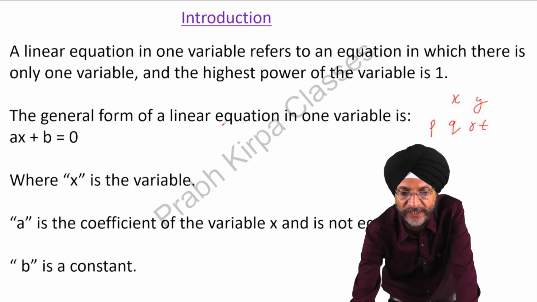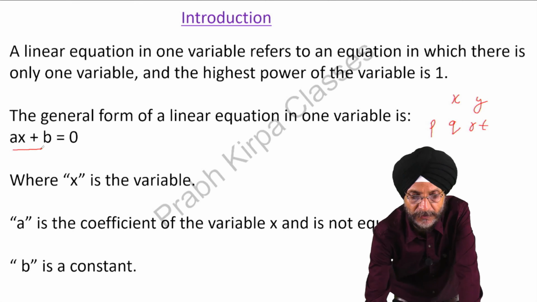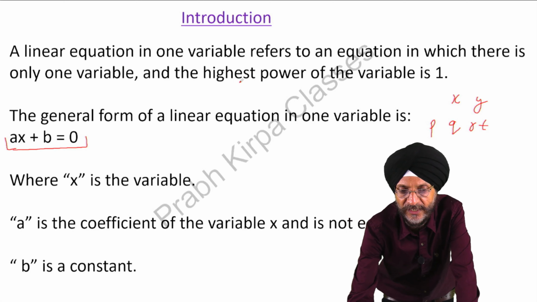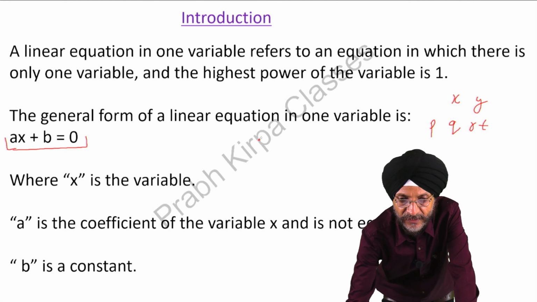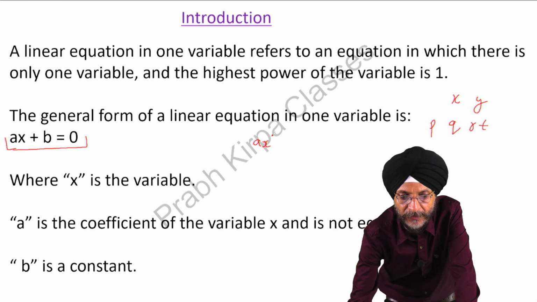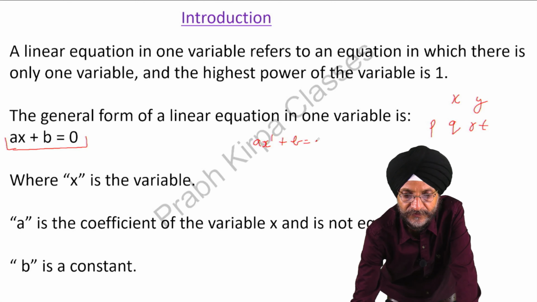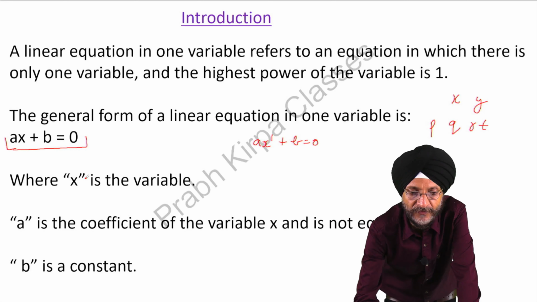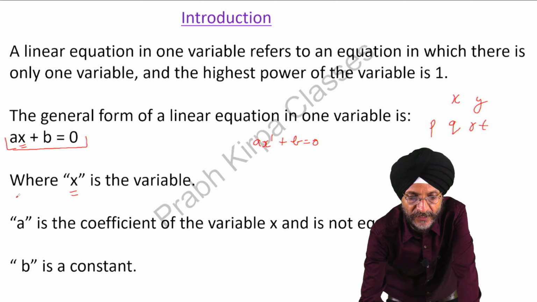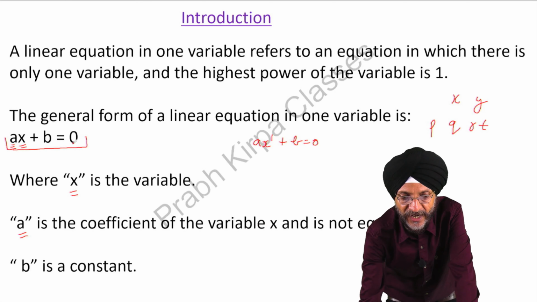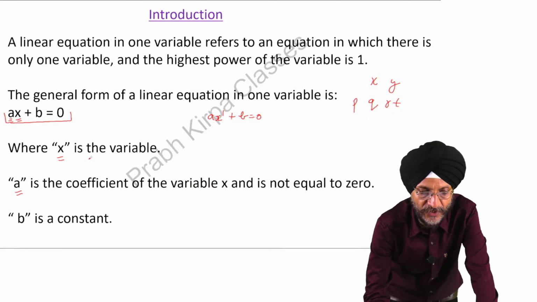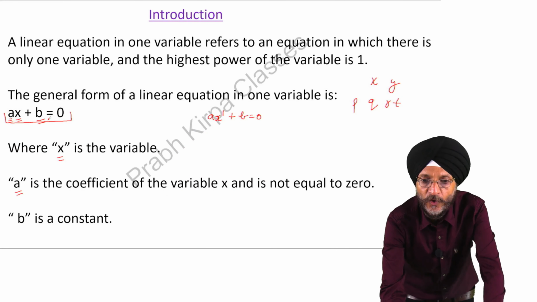The general form of a linear equation in one variable is ax plus b is equal to 0. This is the general form of the linear equation. Here it is written that the highest power of the variable is 1. It means that the power of this variable is 1 and it cannot be more than 1. And in this equation, x is the variable and a is the coefficient of variable x and it is not equal to 0. That is, this coefficient is not equal to 0. Here b is a constant.